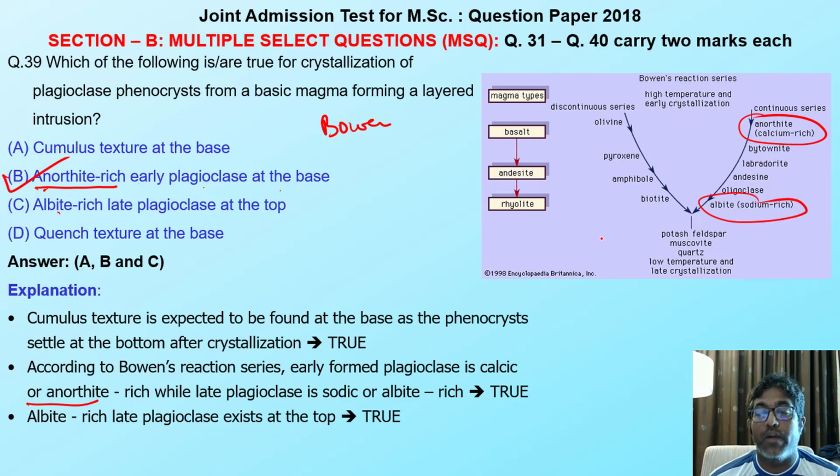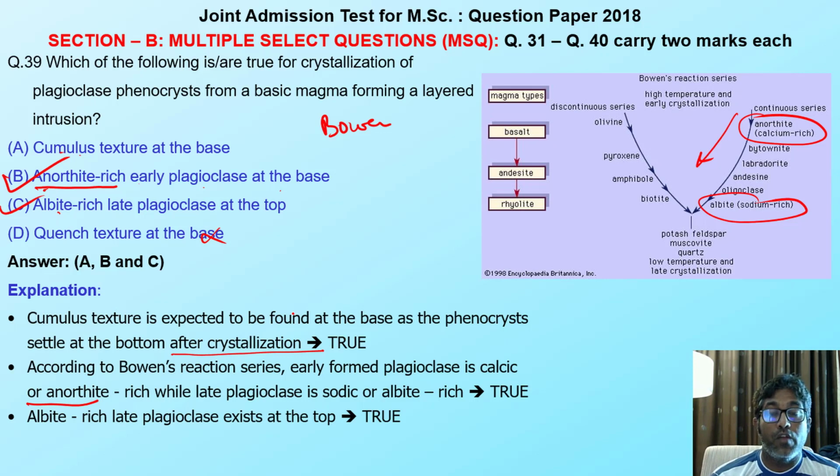So this is your albite rich. You know the sequence, what will come first. So your B and C is the option. Quench texture is at the base? Forget about this one. The cumulus texture at the base. Cumulus texture is expected to be found at the base as the phenocrysts settle at the bottom after crystallization. So this means cumulus texture is also a true option here.